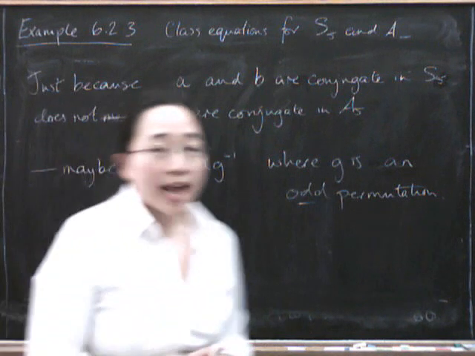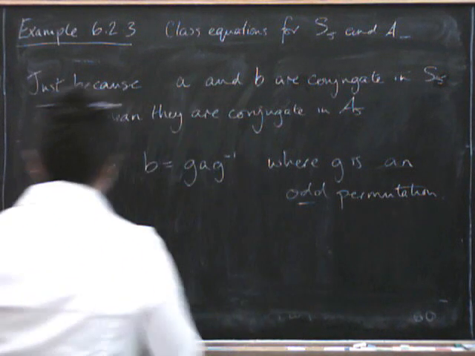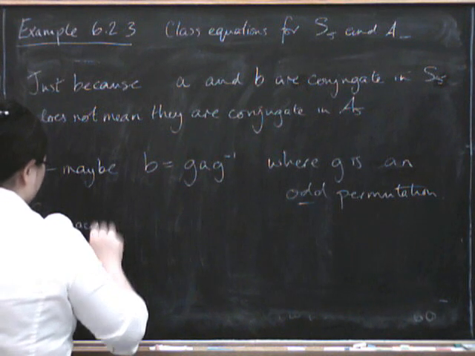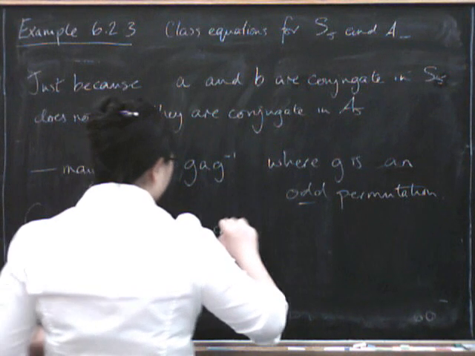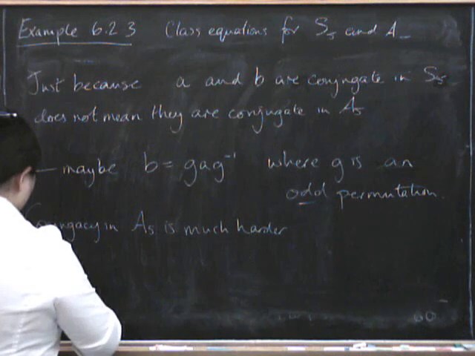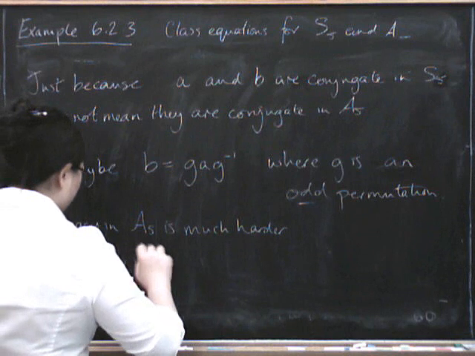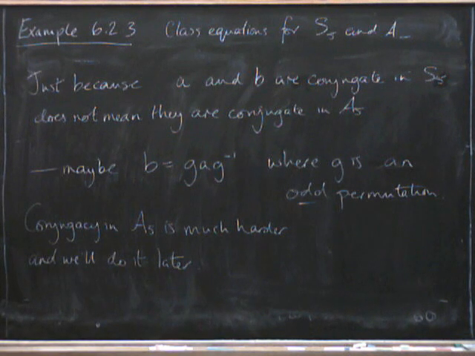So conjugacy in A5 is much harder to work out, and we'll see how to do that later. Conjugacy in A5 is much harder, and we'll do it later for the sake of putting it off until later.